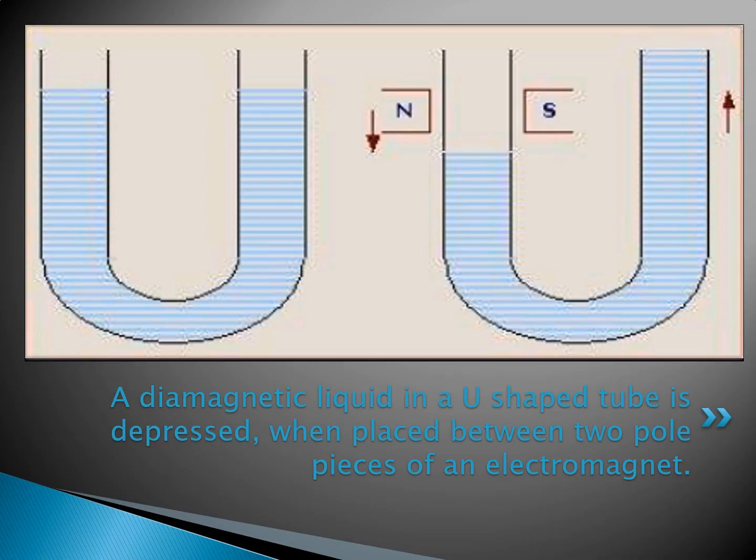This diagram shows a diamagnetic liquid placed in a U-shaped tube. The diamagnetic liquid in the U-shaped tube will be depressed when placed between two pole pieces of an electromagnet.